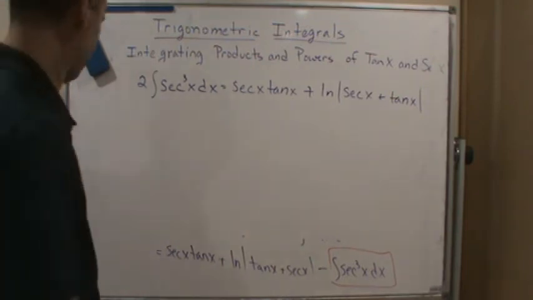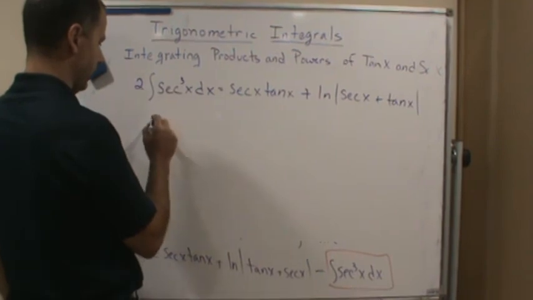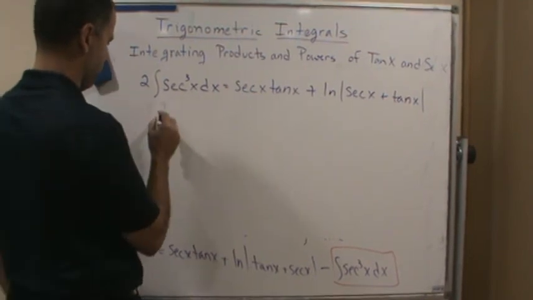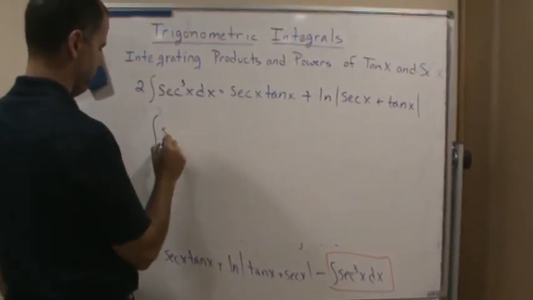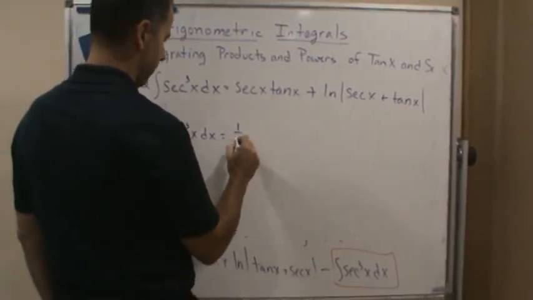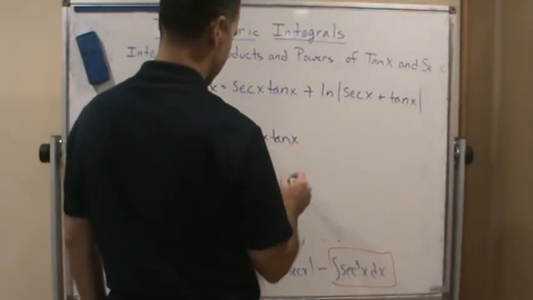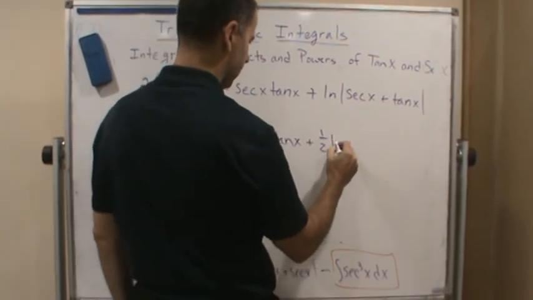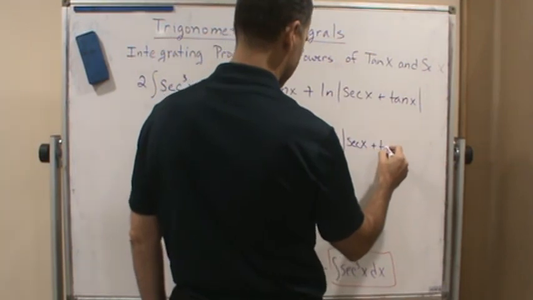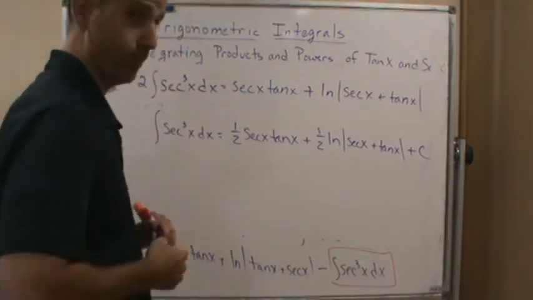So now, guess what? All I have to do is divide by 2. So my end result is going to be what? The integral is going to equal 1/2 secant x tangent x plus 1/2 the natural log of secant x plus tangent x plus c. And I'm done.